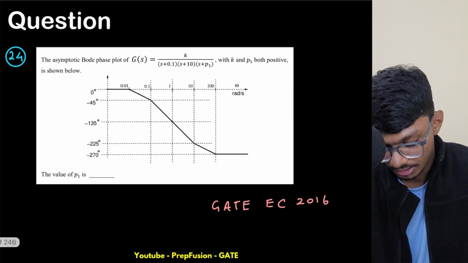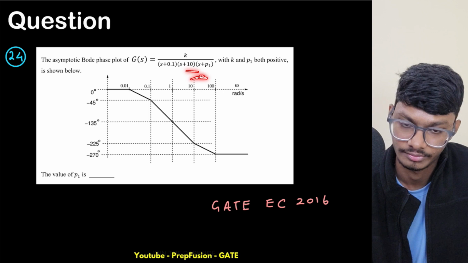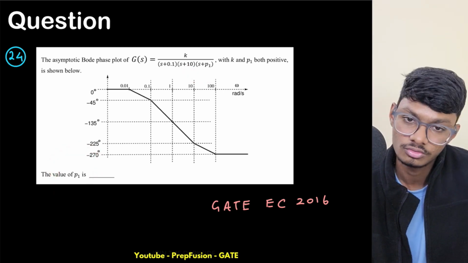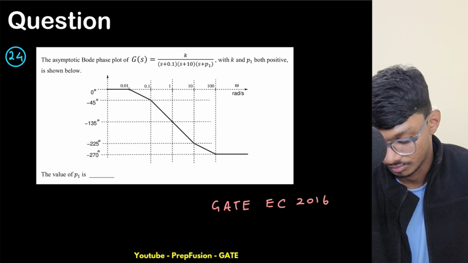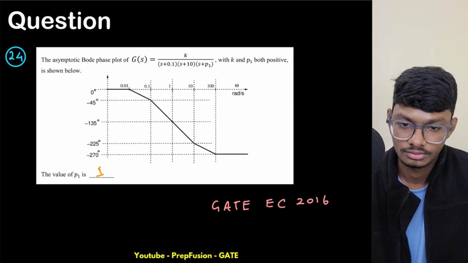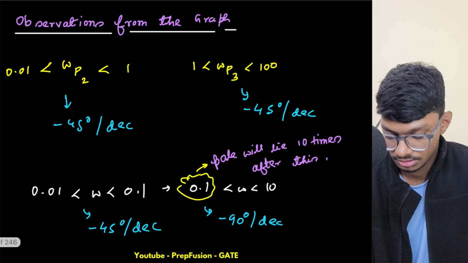Okay, don't write P1 as minus 1 because they have already given what P1 is as plus P1. If they would have given as minus P1, then you would have written P1 equals to minus 1. Just be careful. So P1 will be equal to 1. Okay, so yeah, this is my answer for this question. Okay, so now let's go to the next question.